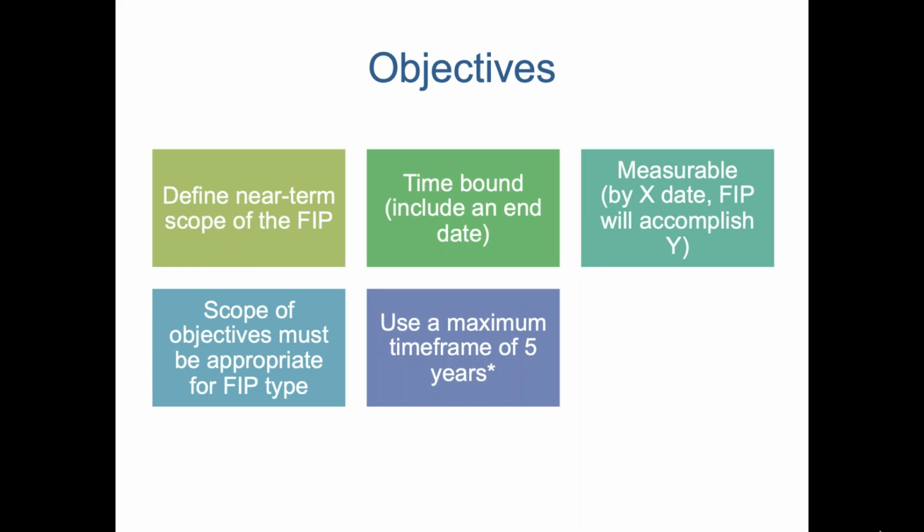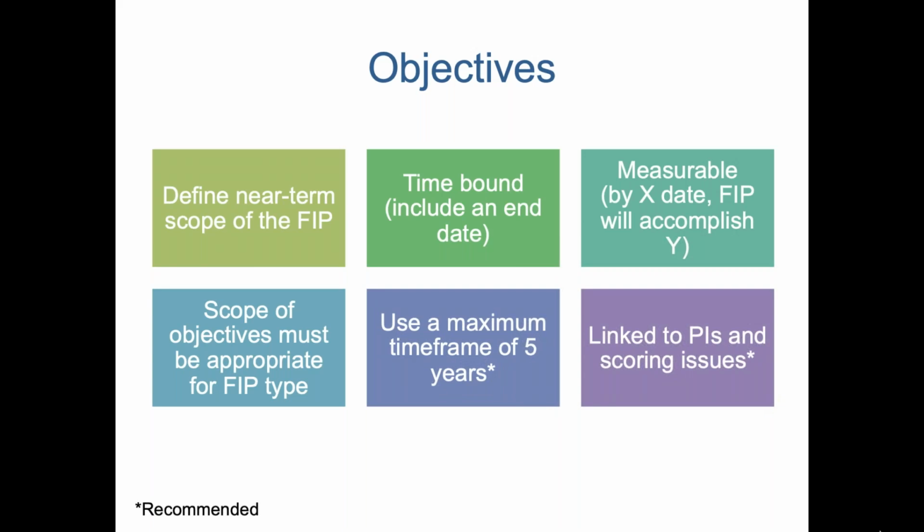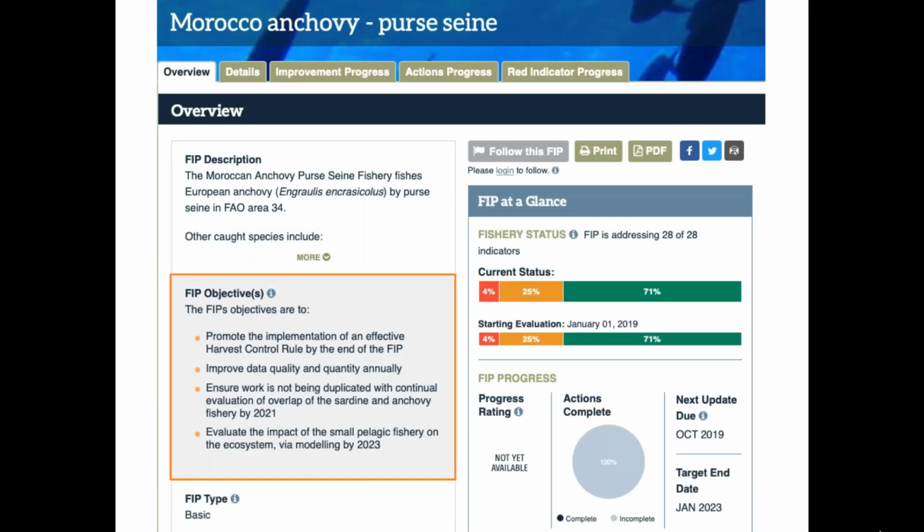It's recommended that objectives use a maximum time frame of 5 years. And it's also recommended to link the objectives to specific performance indicators and scoring issues. And this can just help provide some additional structure to objectives and make sure they're very clearly linked to helping the FIP achieve the stated objectives. And so just as a reminder as well, the objectives for the FIP work plan should be the same as the objectives for the FIP overall, and those are listed on the overview page for the FIP on FisheryProgress.